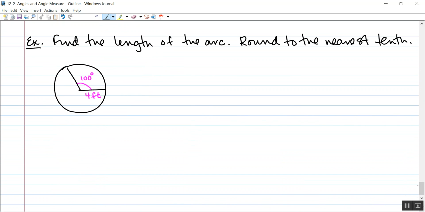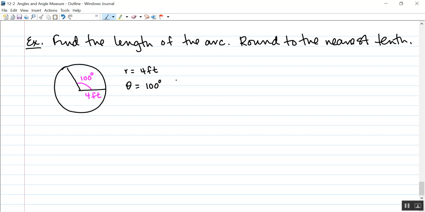So this says find the length of this arc and round to the nearest tenth. So here we have a 100-degree arc, or 100-degree central angle. So that means that the measure of this arc is 100 degrees, but I need to find its length. And I know that the radius is 4 feet. Okay, and my theta is 100 degrees. That's my angle, but I need to turn that into radians.